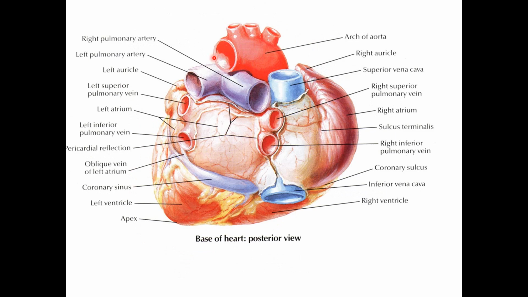This is another view of the base. This is the coronary sulcus which separates the base from the inferior surface. Notice this is the right atrium, and this part, the ear flap, we call the right auricle. In the right atrium we have the superior and inferior vena cava, the left atrium, and this is the left auricle, and we have four pulmonary veins, and then from in front we have the aorta and the pulmonary arteries.